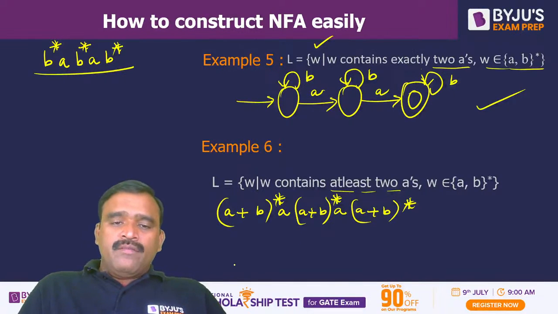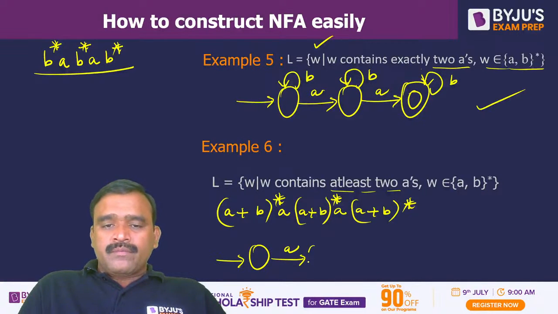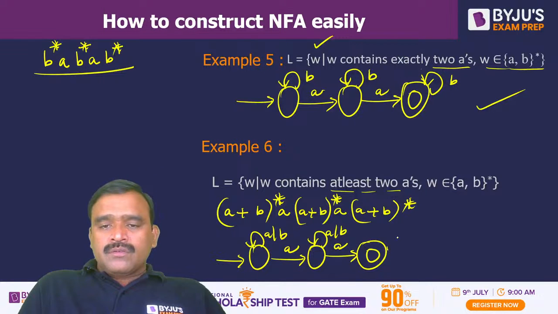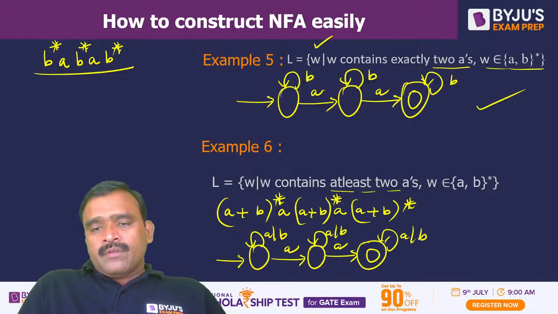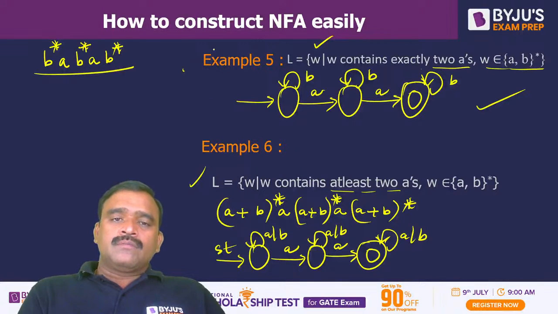So we can have an NFA like this. Very simple. So minimum 2 A's, and before and after every A, any combination of A's and B's can be recognized. Here A or B, and here also A or B. So this is the starting state. So (A plus B) whole star A (A plus B) whole star A (A plus B) whole star. So this is the sixth one.